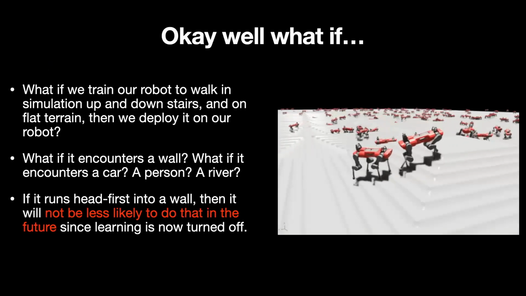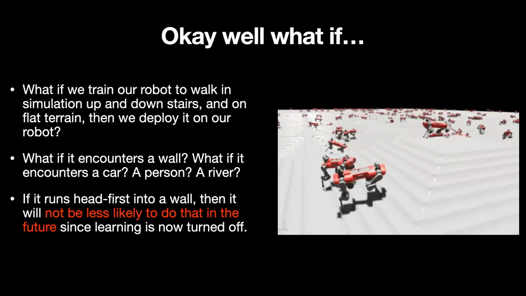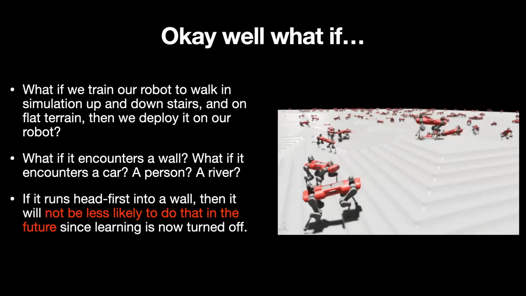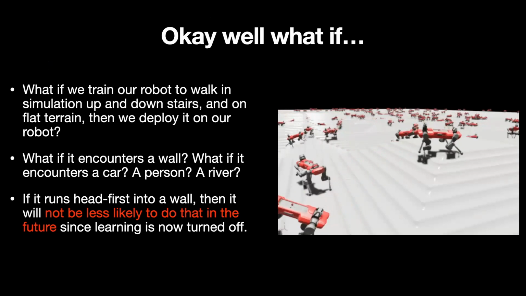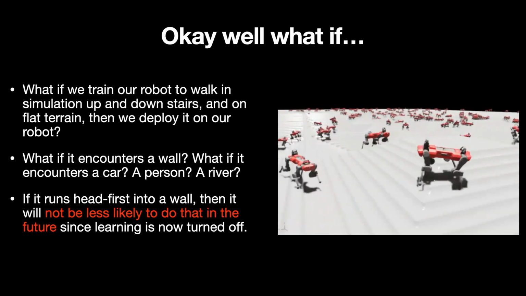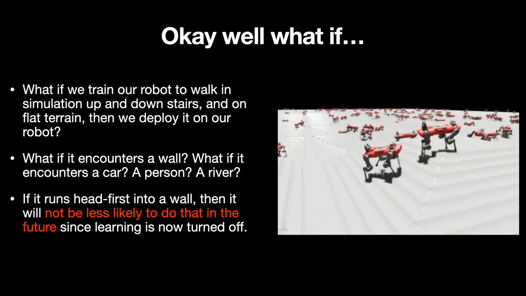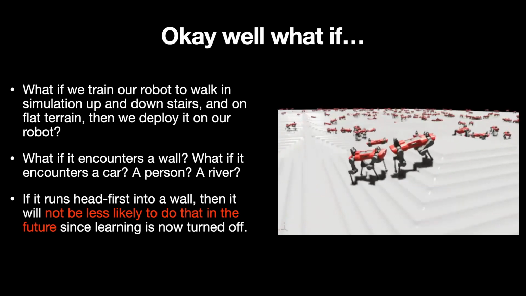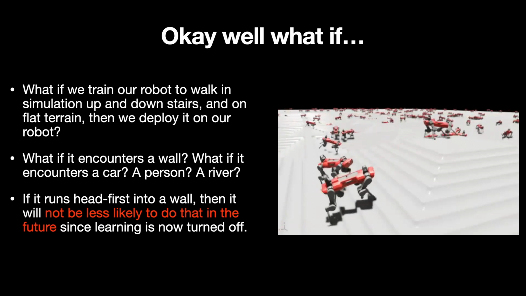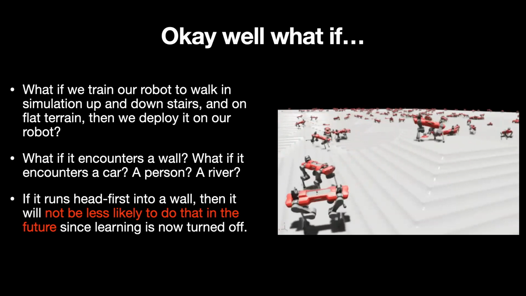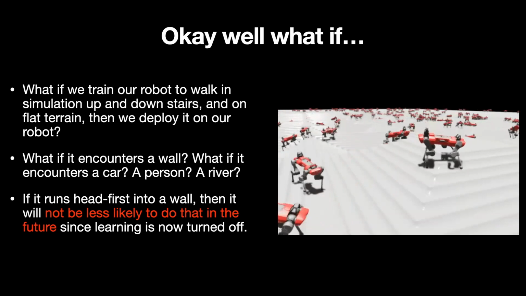So what if we train our robot to walk in simulation, just up and down stairs, right? And on flat terrain, it's just doing things you want a robot to do. But what if you now deploy this robot in the real world and it encounters something it's never encountered before? What if it encounters a wall or a car or a person or water? What if it runs headfirst into a wall and slams its head into it?